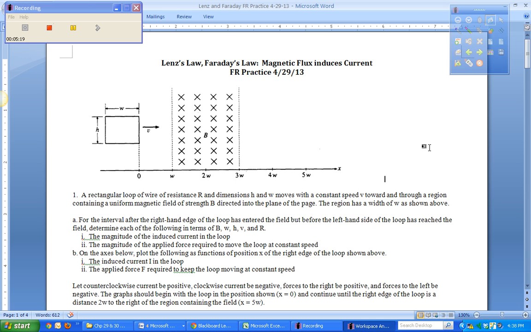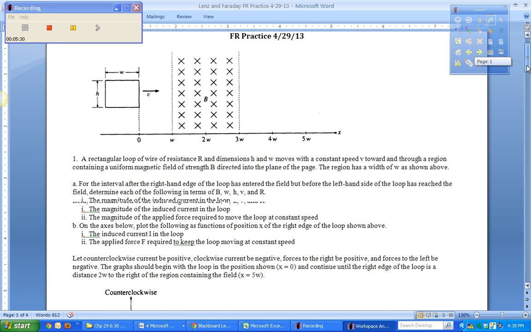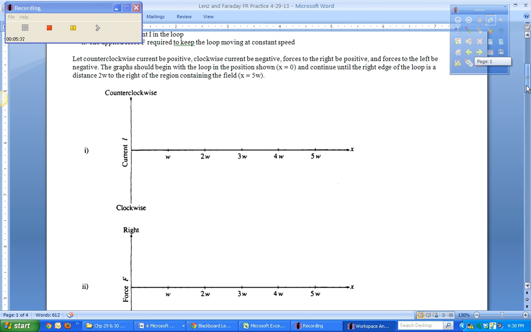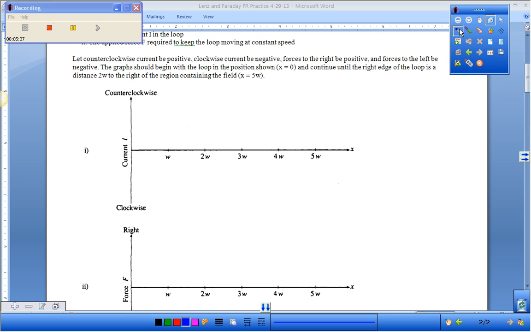So for the right edge moving from 0 to W, nothing's going to happen because this hasn't moved into that magnetic field yet. So if I'm looking at the induced current in the loop, initially, as that right edge goes from 0 to W, nothing's going to happen. Okay.